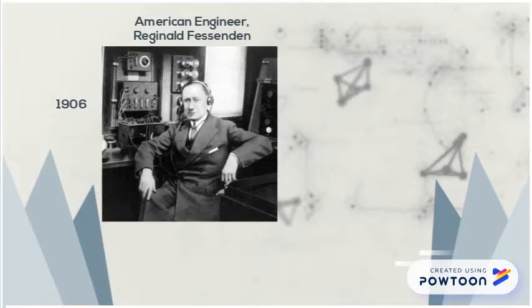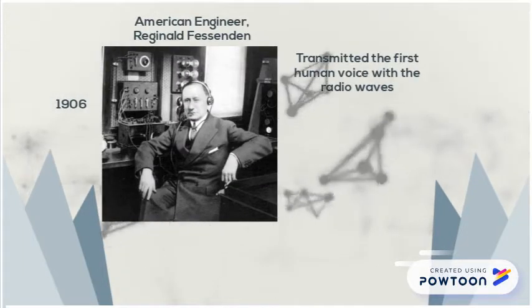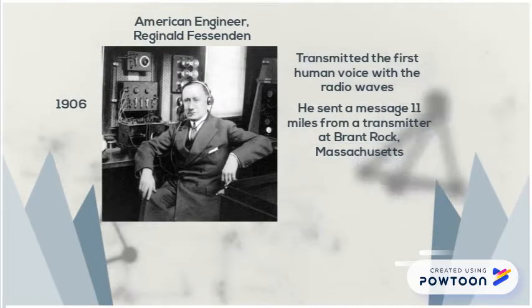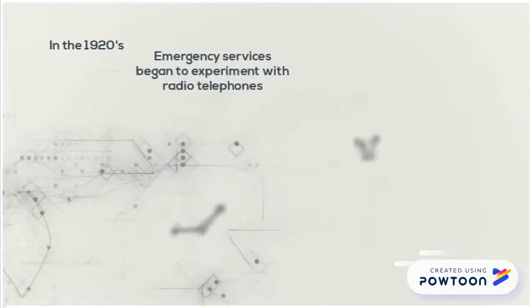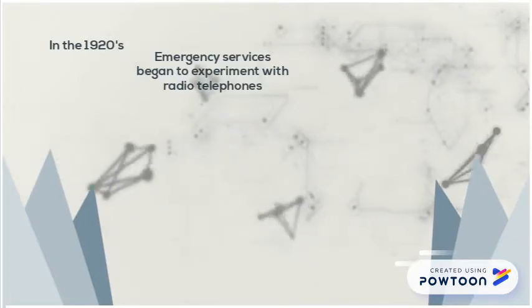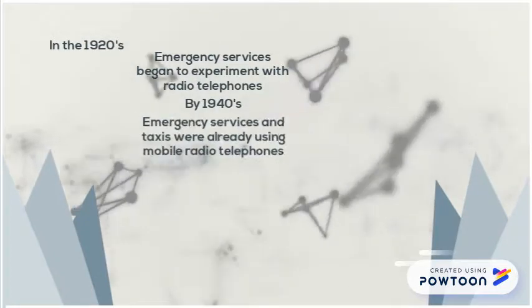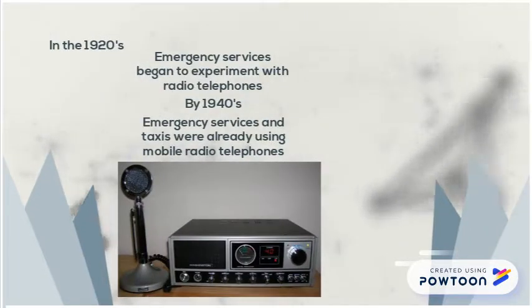In 1906, American engineer Reginald Fessenden was able to transmit the first human voice using radio waves. He sent a message 11 miles from a transmitter at Brant Rock, Massachusetts, to ships with radio wave receivers in the Atlantic Ocean. In the 1920s, emergency services began to experiment with radio telephones, so that by the 1940s, emergency services and taxis were already using mobile radio telephones.